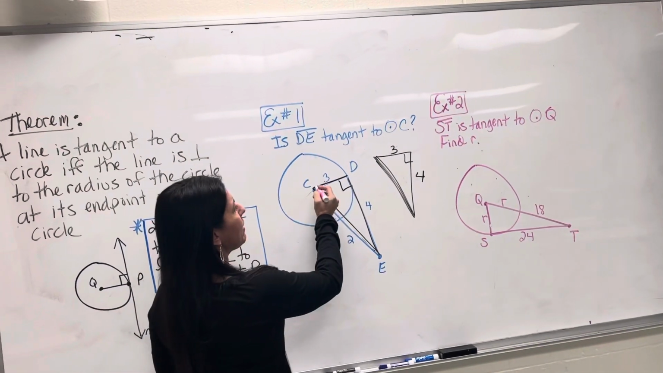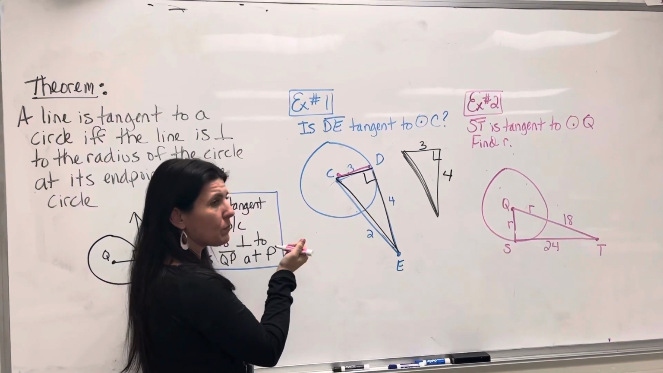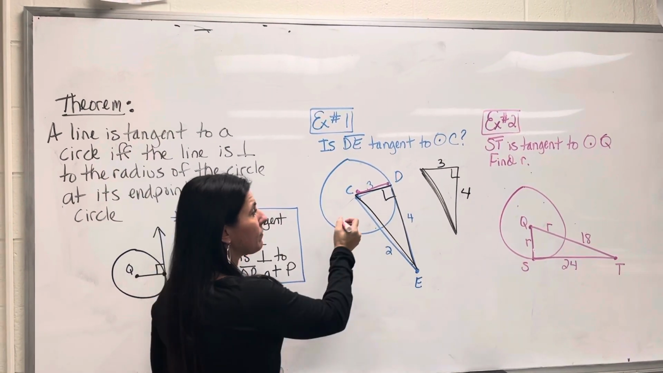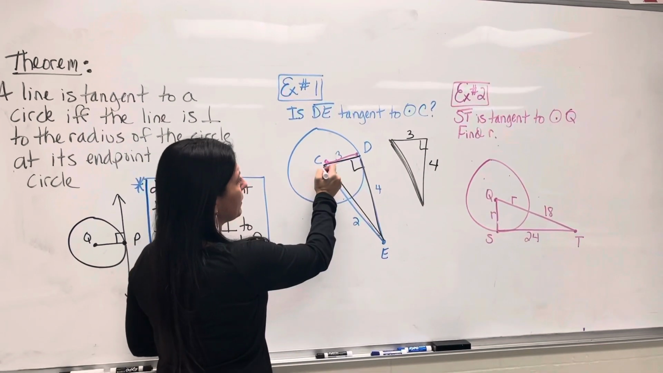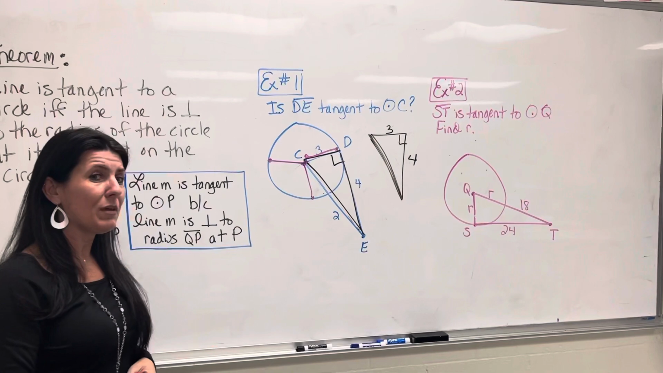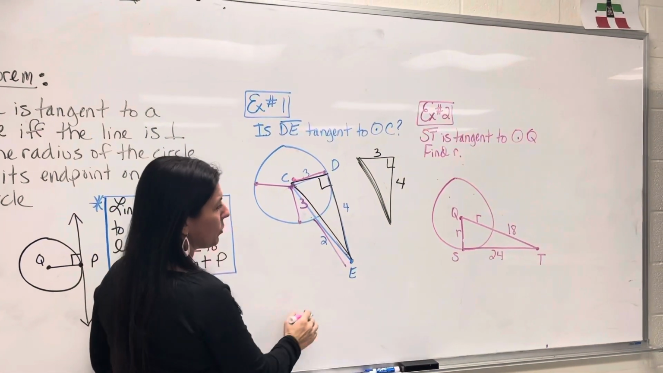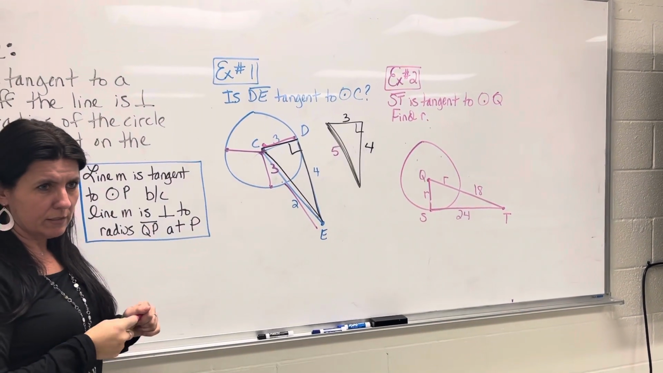So they already gave you from here to here is 3. Well, any spot that goes from the center to the point on the circle is definitely going to be a radius. So here to here would be 3. Anywhere from the center to a point on the line would all be 3. So because this is 3 and this is 2, the entire hypotenuse is 5. Do you guys see that?